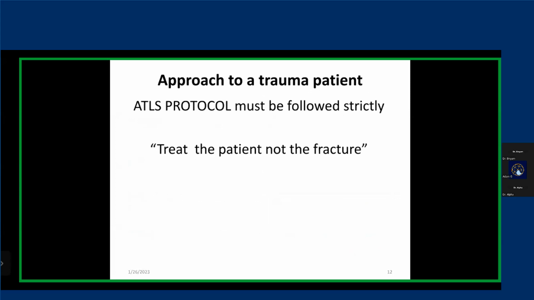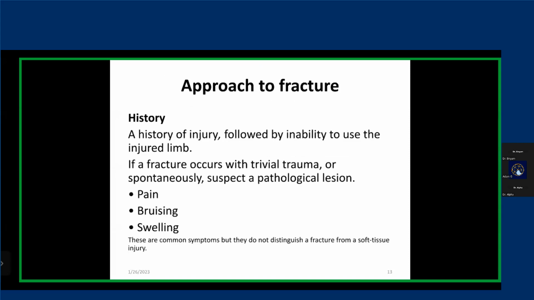So how do we approach a patient with trauma? Just like any trauma patient, pediatric patients should go through the ATLS protocol. We have to follow the ATLS protocol and not treat the fracture, but treat the patient. I think most people are familiar with the ATLS protocol, so I will not go into that. I'll go directly into how we approach the fracture now.